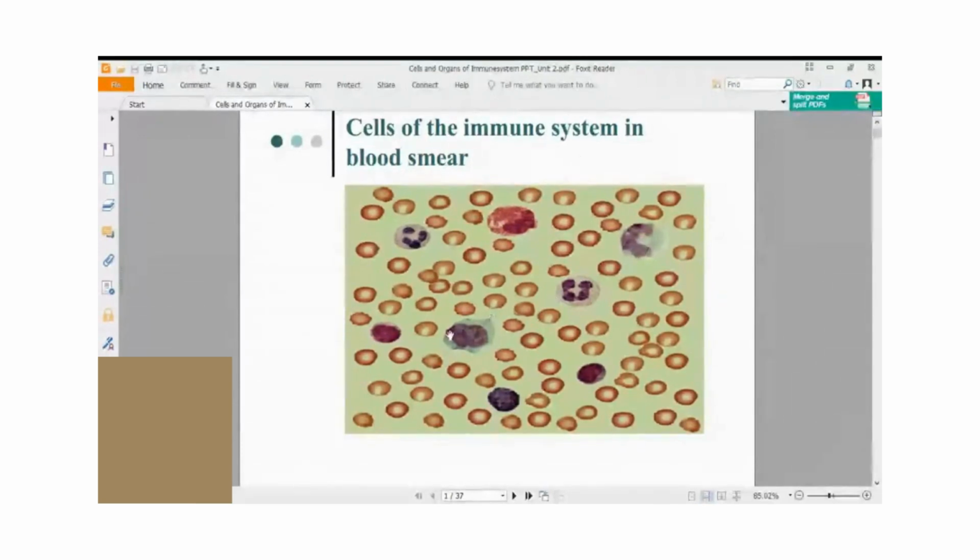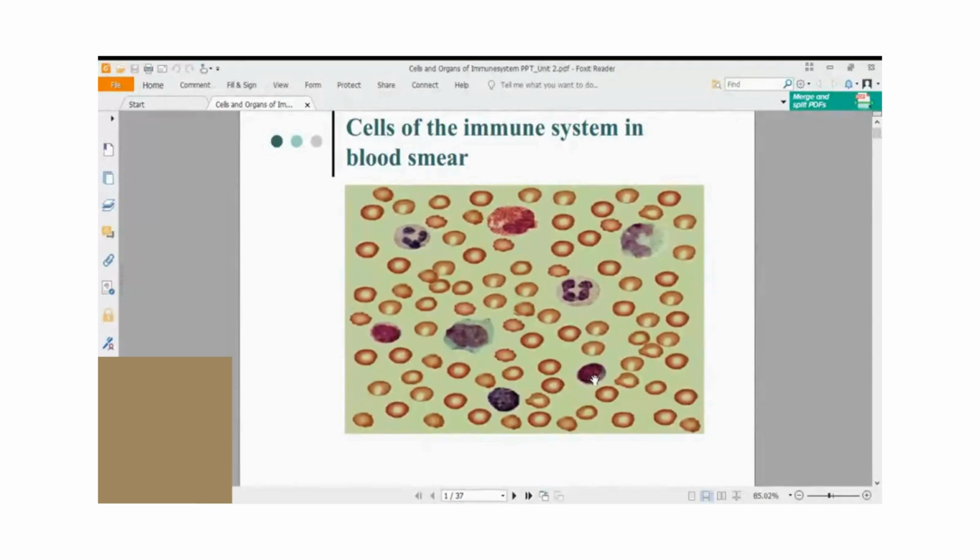Then coming to the middle part of the slide, there is an irregularly shaped cell which is blue stained with a large nucleus in it, and the nucleus is almost like a kidney shape, and that is a monocyte. Then on either side of the monocyte, you are seeing two cells where the nucleus is occupying the entire volume of the cell, and hardly can you see the cytoplasm, and those two cells are lymphocytes.